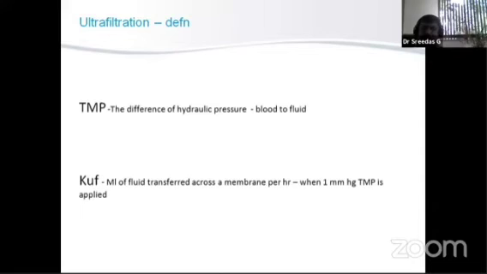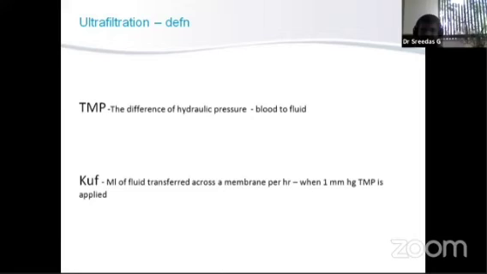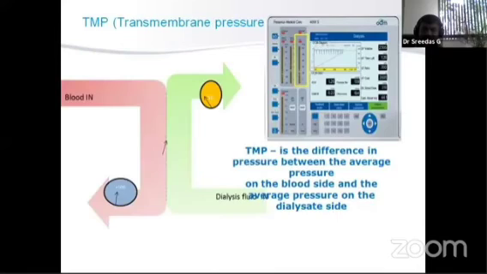KUF means the ultrafiltration coefficient, otherwise called the leakiness of the membrane. It is defined as the ml of fluid transferred across the membrane per hour when the membrane is subjected to 1 millimeter of TMP. So that is the leakiness of the membrane, otherwise called the flux of the membrane. When the KUF is increased, we say it's a high flux membrane. It gives efficient ultrafiltration.